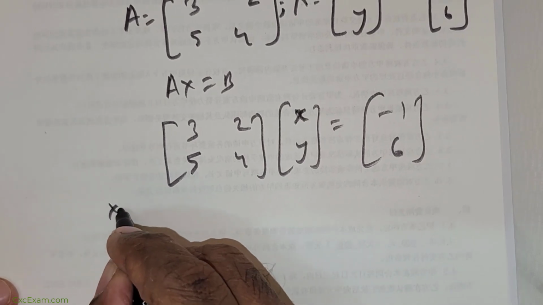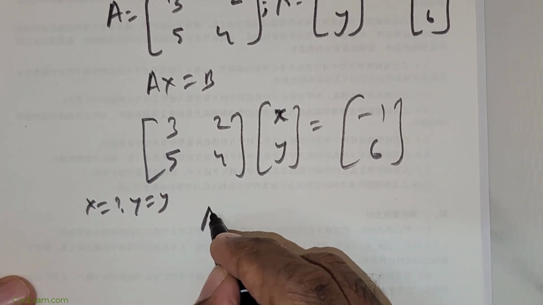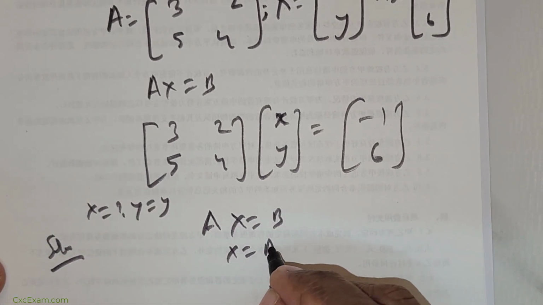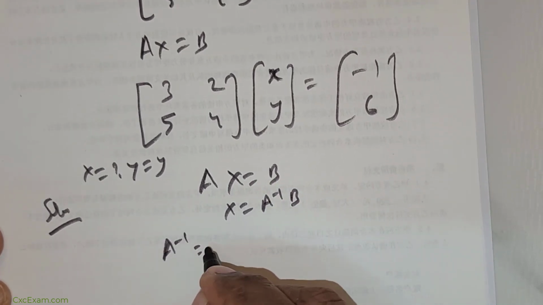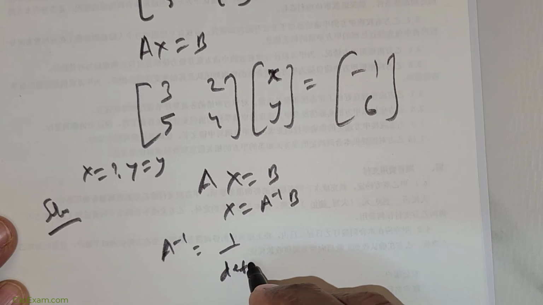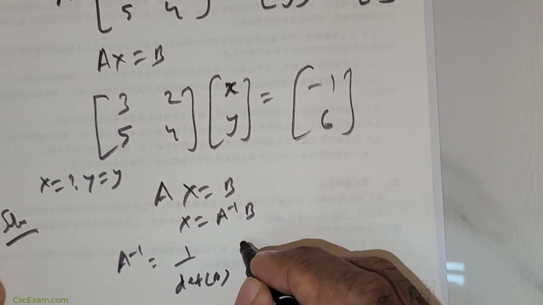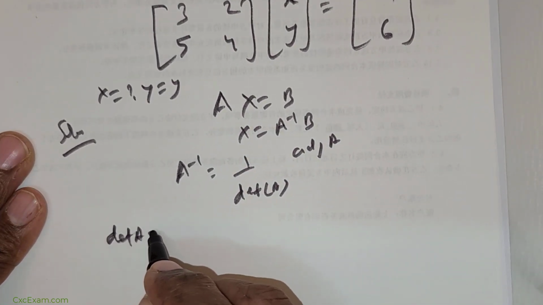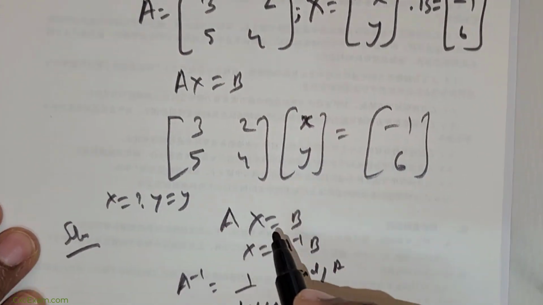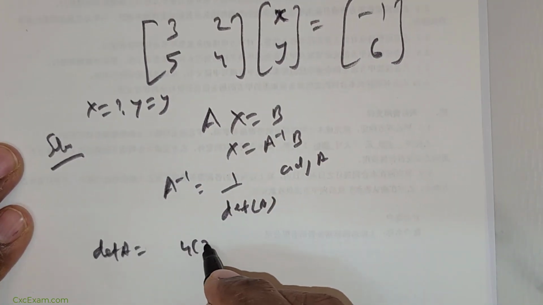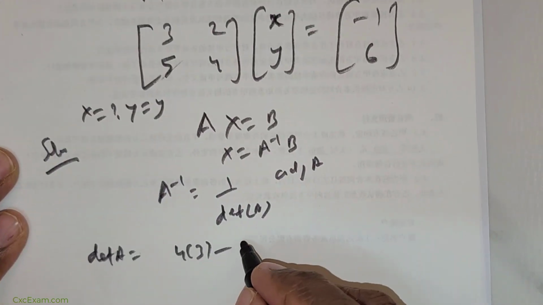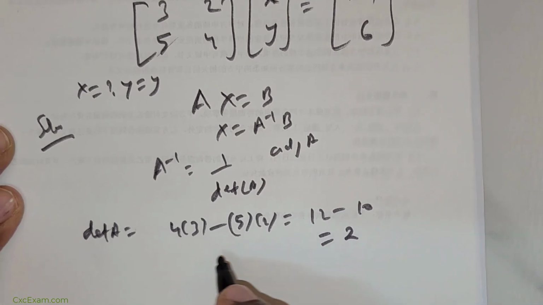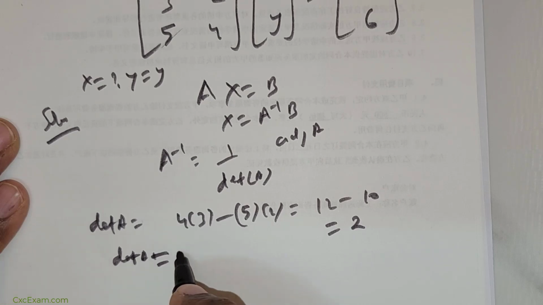Now use the matrix method to find what is x and what is y. Now this is the solution. So AX = B. This means X = A inverse B. You'll have to find the A inverse. A inverse is nothing but 1 over the determinant of A multiplied with the adjoint of A. This is the formula. Now the determinant of A is nothing but you multiply 4 with 3. When you are multiplying along this side, you take a negative sign, so 5 times 2. So 4 3s are 12, minus 10 will give me 2. So the determinant of A is equal to 2.